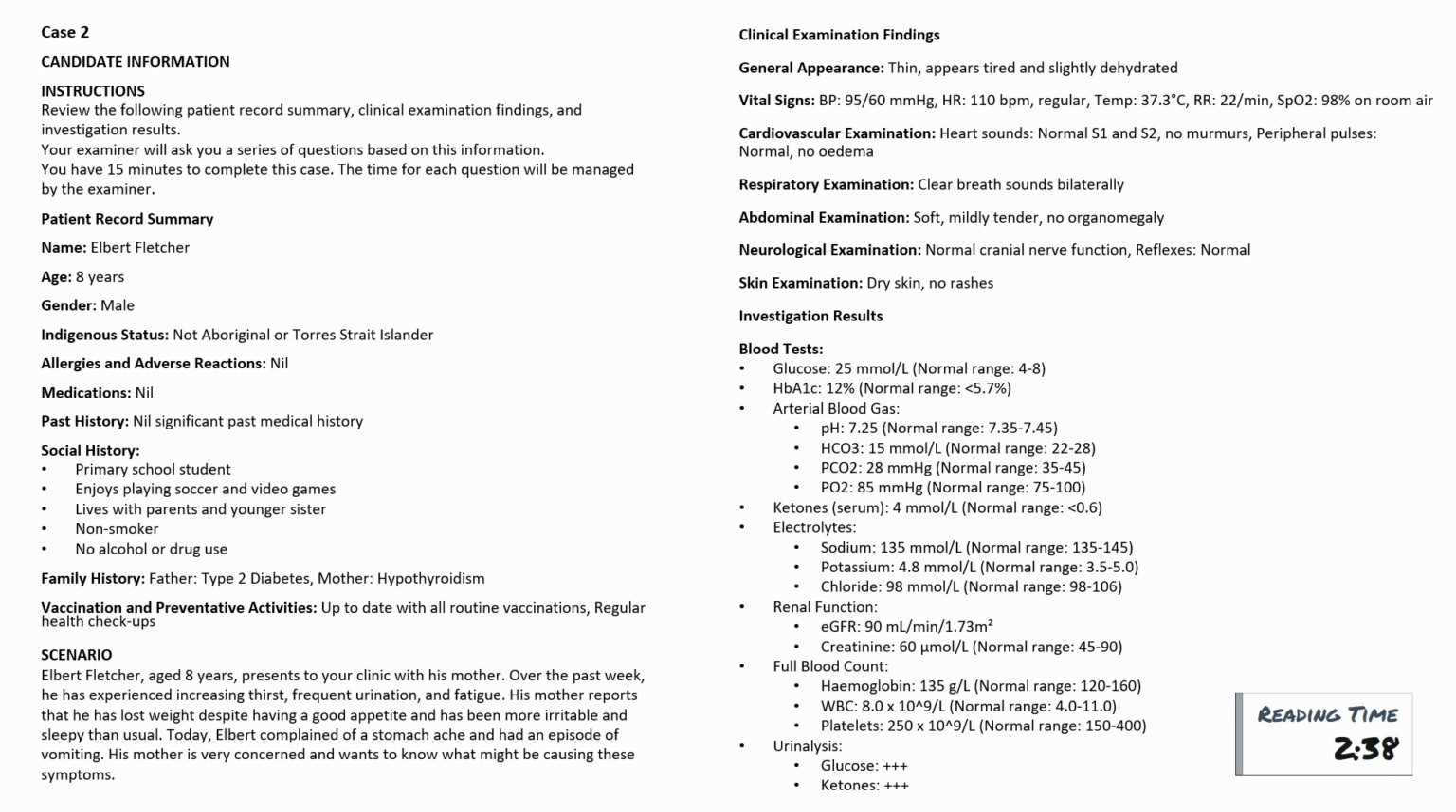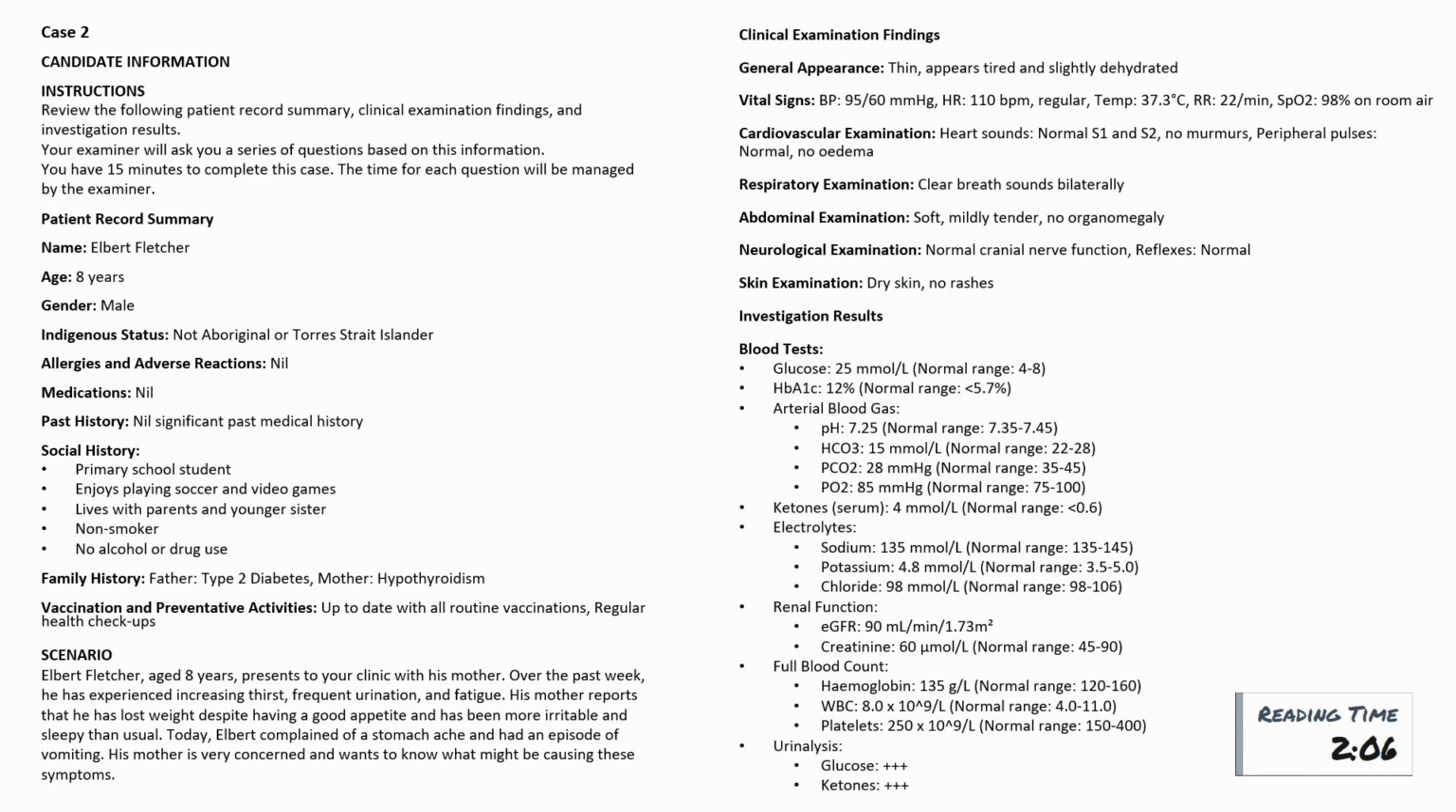Investigation results. Blood tests. Glucose, 25 millimole. High. HbA1c, 12. Arterial blood gas. pH, 7.2. Low. HCO3, 15. Low. PCO2, 28. Low. PO2, 85. Normal. Ketones, 4. Elevated.